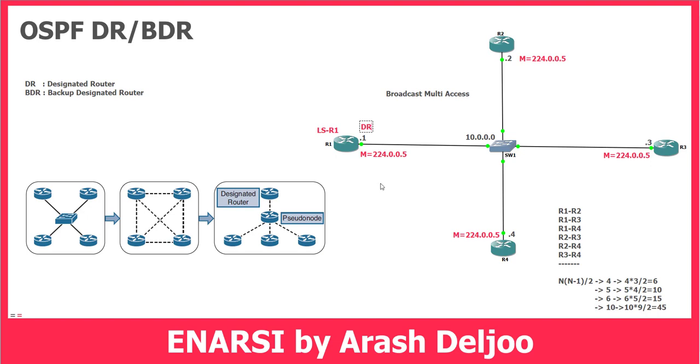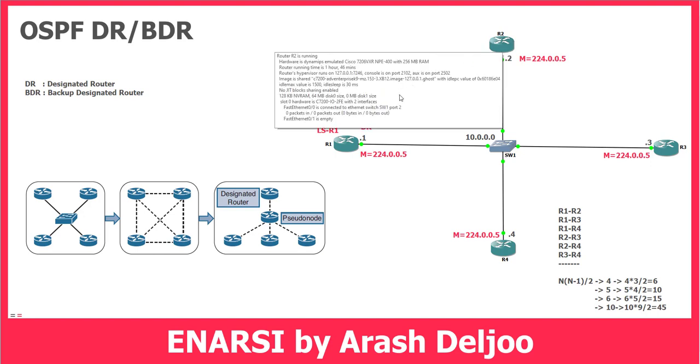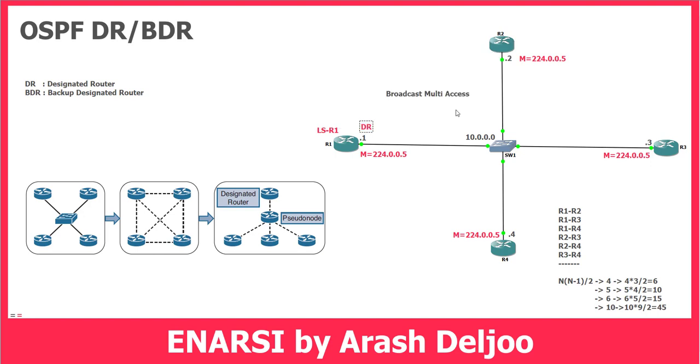What are the benefits of the DR? The benefit is that all of the routers only need to send their updates to the DR. On the DR, we will have one special multicast IP address, 224.0.0.6. This multicast IP address is enabled on the DR automatically. All routers, for example router 2, router 3, and router 4, when they want to send their update, should send it to 224.0.0.6.